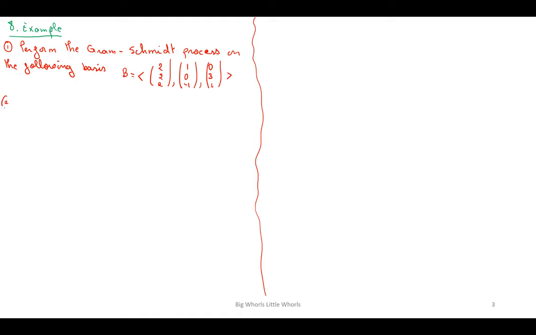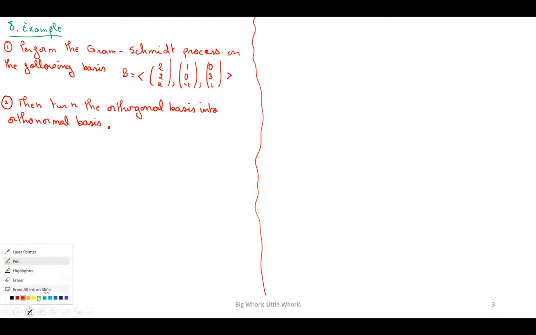And the second question is, then, turn the orthogonal basis into an orthonormal basis, so divide by the length, okay? Turn the orthogonal basis into an orthonormal basis. Okay.